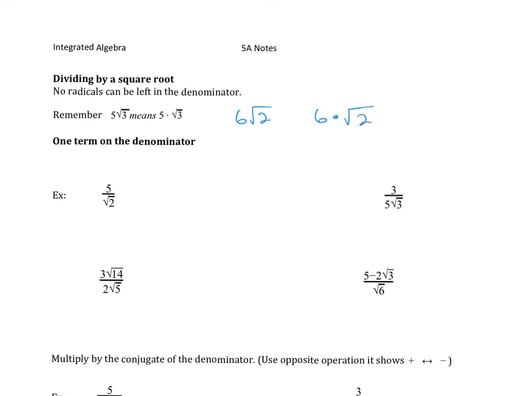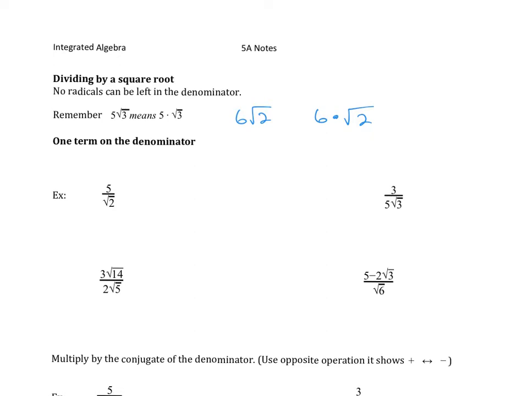As we get into here, we have two different types of problems we're going to look at. The first is when we just have one term in the denominator, so on the bottom of our fraction, there's just one term. The second type is when we have binomials or multiple terms in the denominator. Starting with one term in the denominator, anytime that you have a radical in your denominator, we can't have radicals in the denominator.